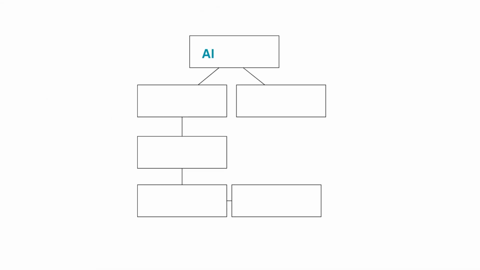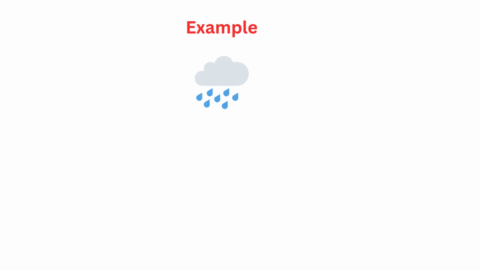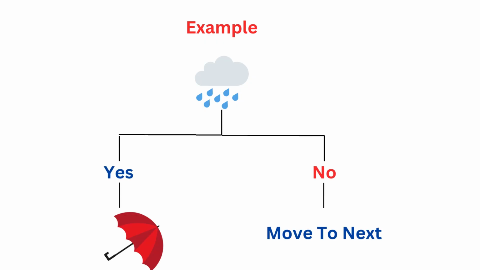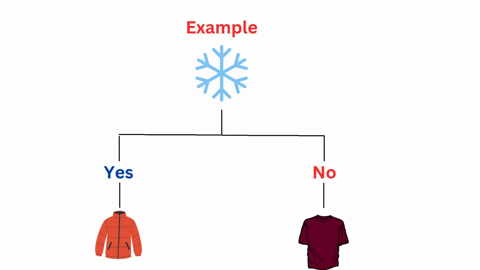Decision trees. A decision tree is like a flowchart that helps us make decisions by asking a series of yes-no questions. Imagine you're trying to decide what to wear based on the weather. Is it raining? Yes, take an umbrella. No, move to the next question. Similarly, is it cold? If it is yes, then wear a jacket. If it is no, then a t-shirt is fine.